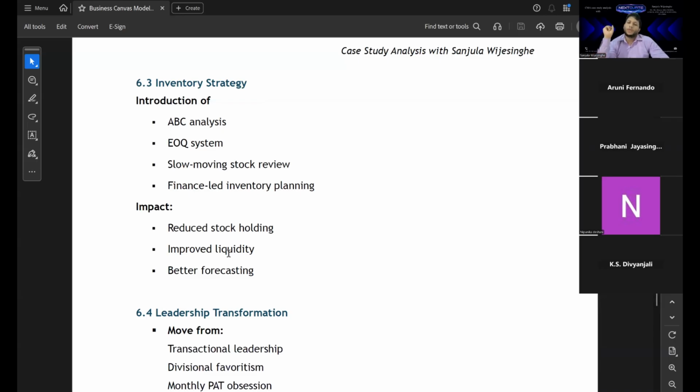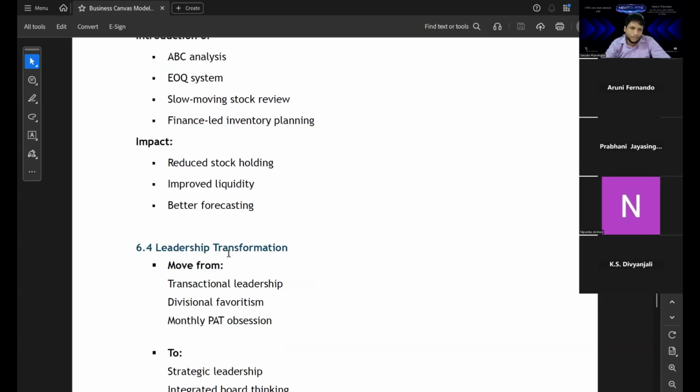inventory residence period also. Now you know inventory residence period plus debtor collection period minus creditor settlement period is your cash conversion cycle. When you reduce the inventory residence period and the debtor collection period, definitely your cash conversion cycle will show a cash surplus, not a deficit. Then better forecasting, that is also fine. I am not going to explain those minor things here.